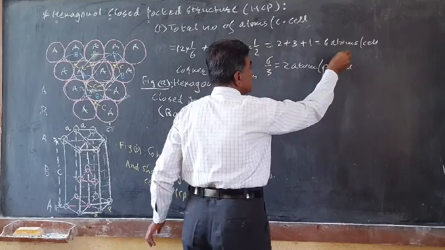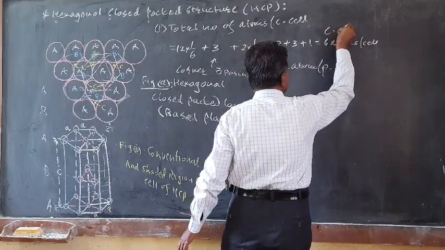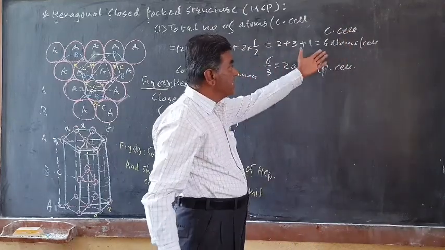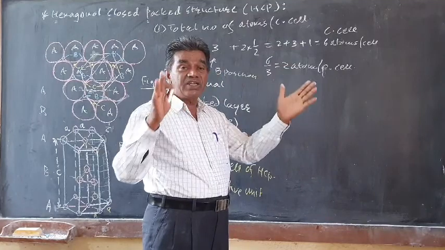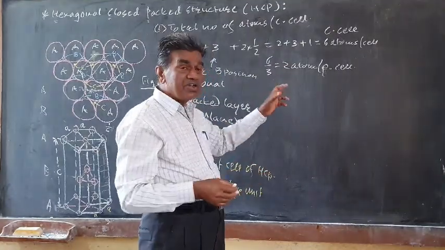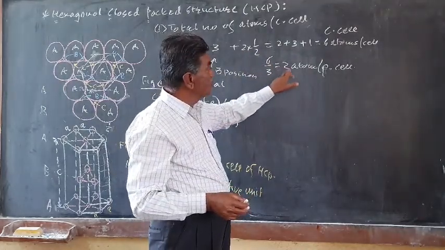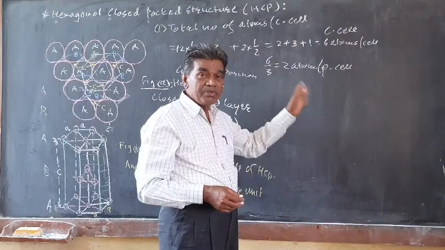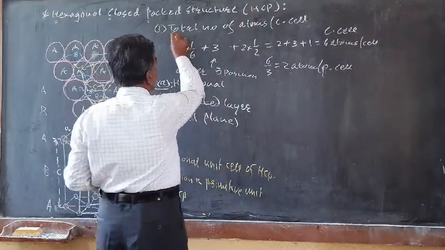Primitive unit cell, and this is the conventional unit cell. In the conventional unit cell, you are getting 6 atoms per cell, while 6 divided by 3, because the conventional unit cell is divided into 3 primitive unit cells, and therefore one primitive unit cell has 6 by 3, which is equal to 2 atoms per primitive unit cell. So this is regarding the total number of atoms per unit cell.